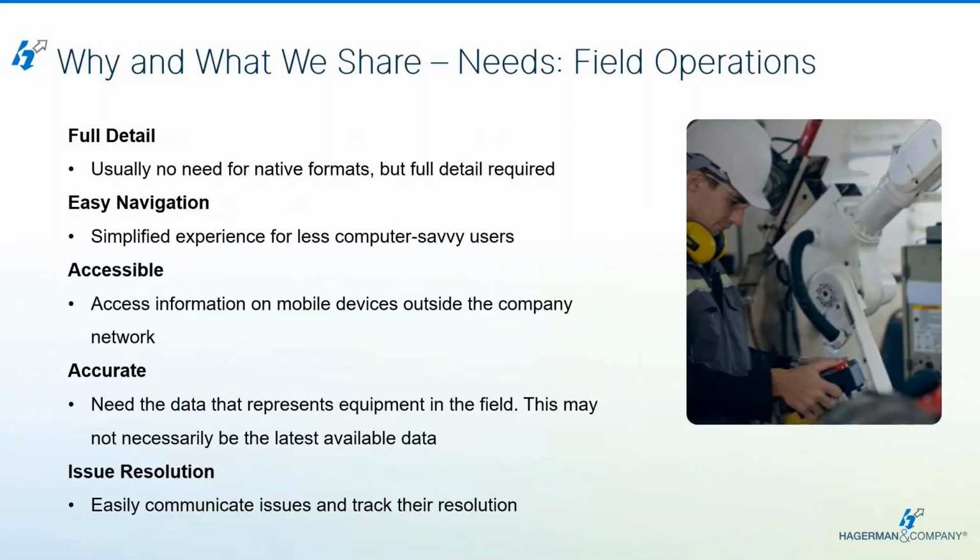Accessibility: it's got to be available outside the network often, and it needs to be accurate. It needs to represent the thing they're looking at in the field, or the parts they have in front of them that they're trying to assemble. And this may not be the latest available data from engineering. It may be specific to what was built 6 months ago, or a specific revision that was shipped to that customer, right? And then, of course, issues pop up in the field, and they need some way to get those resolved, be it large or small, so they can get the equipment installed, get out of there, and the customer can start using the product.